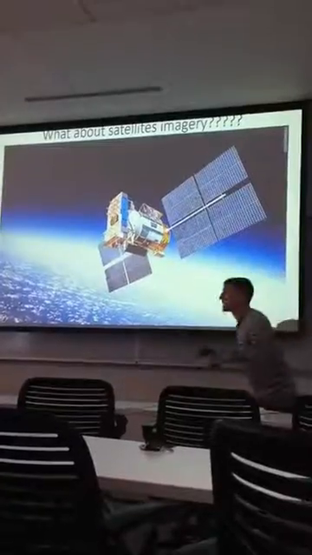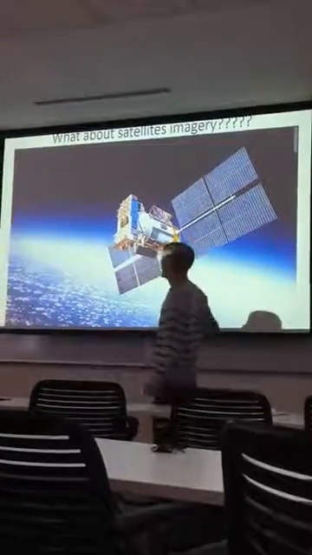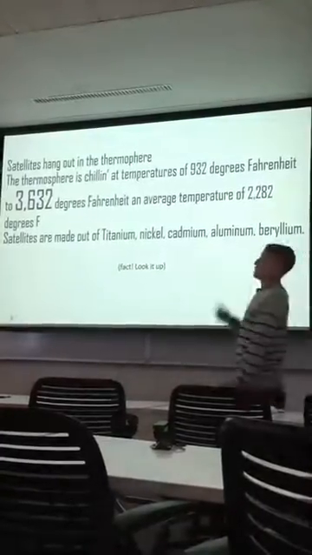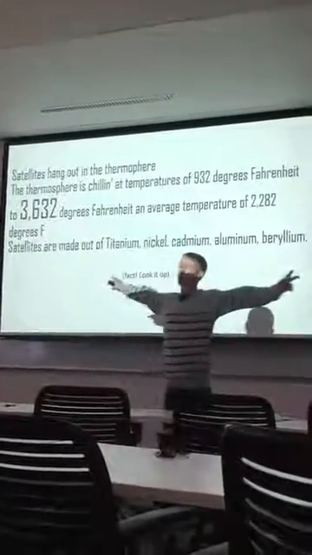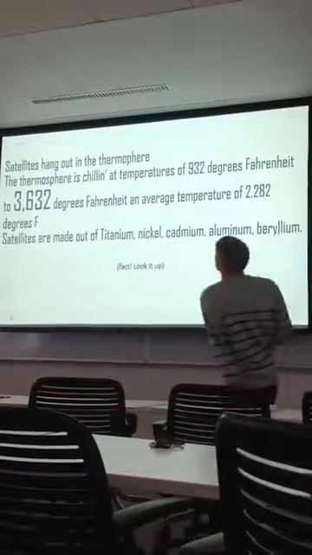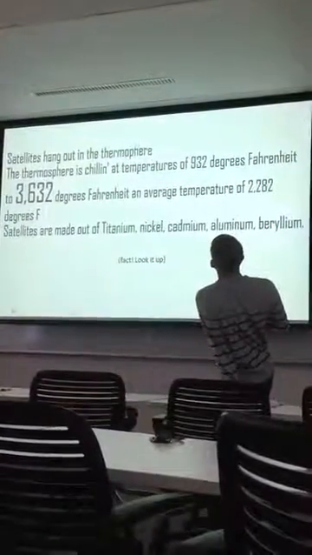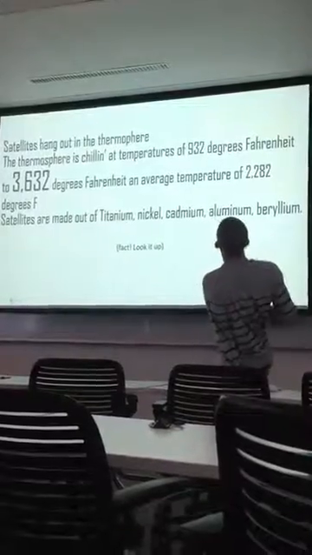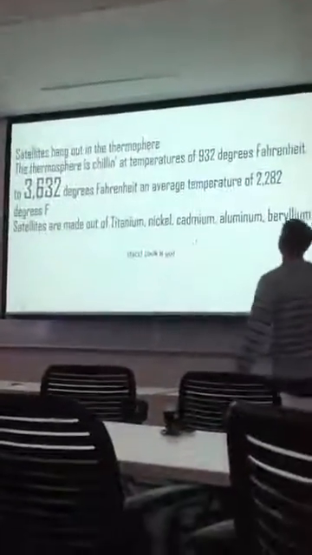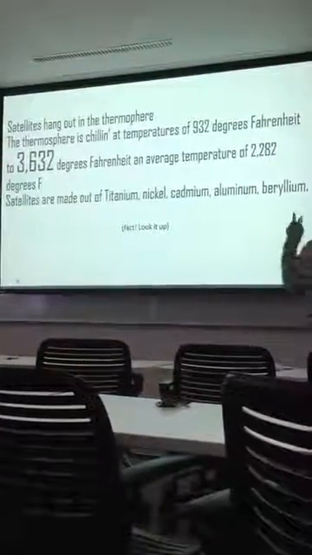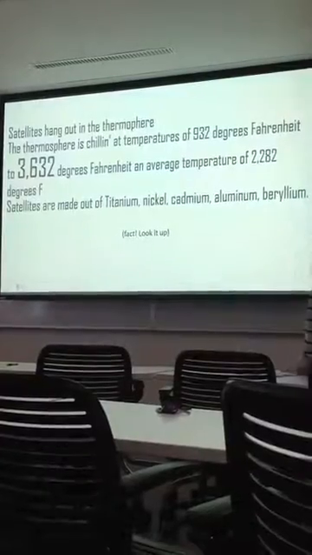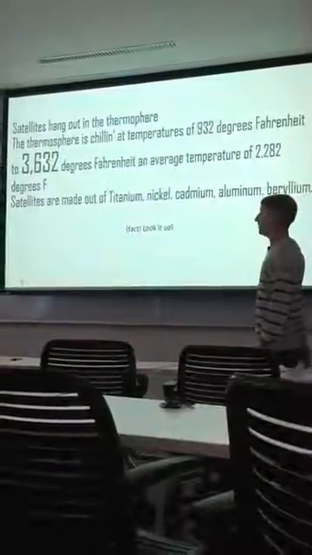There's so much satellite imagery showing the curvature of the Earth. There's so much saying it though, right? One problem I have about satellites, and anybody is welcome to look into this: satellites hang out in the thermosphere. The thermosphere is chilling at temperatures of 931 degrees Fahrenheit to 3,632 degrees Fahrenheit, an average temperature of 2,282 degrees Fahrenheit. Satellites are made of titanium, nickel, cadmium, aluminum, and beryllium.